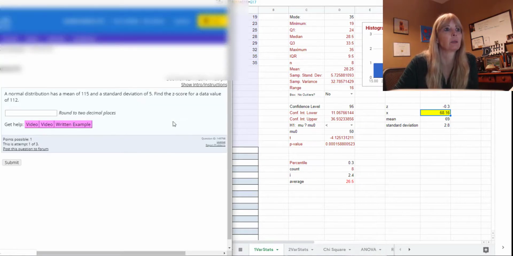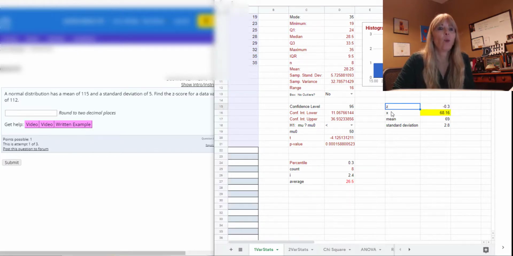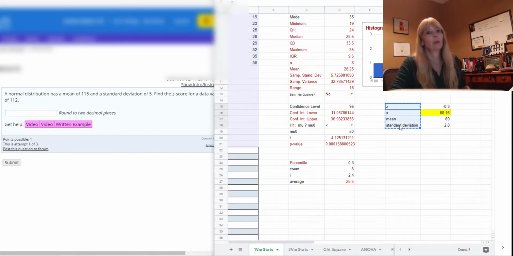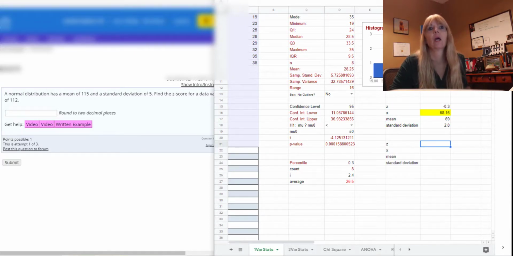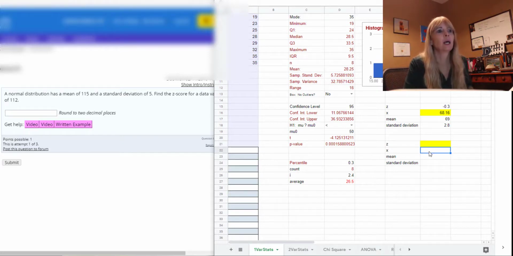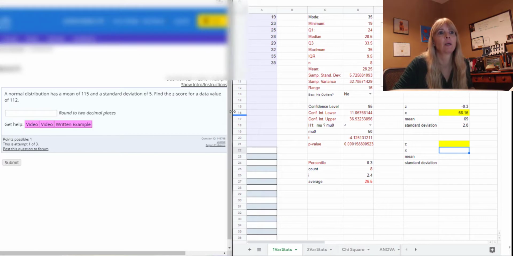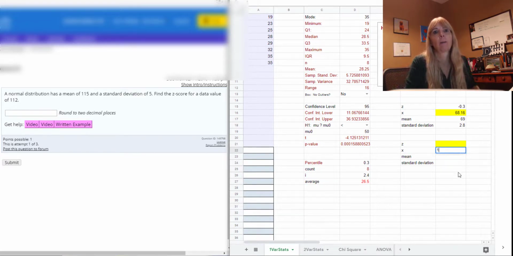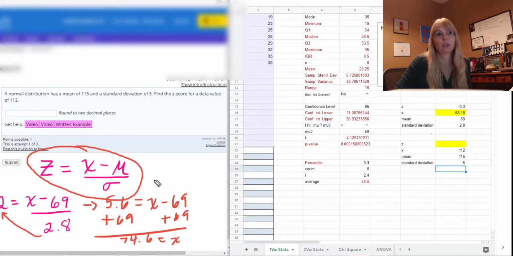So let's see what else is in some of these. A normal distribution has a mean of 115 and a standard deviation. Find the Z score. So let's make another formula sheet here, and highlight this one because I'm going to be looking for Z scores. My X data value is 112. The mean is 115. And the standard deviation is 5. Remember what the formula looked like? This one's a little easier. You just follow the formula.